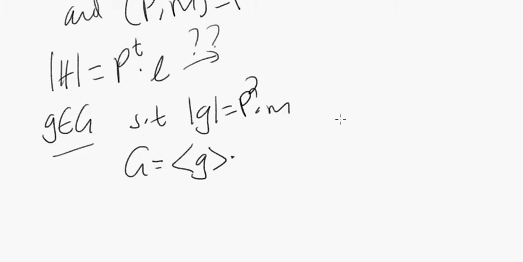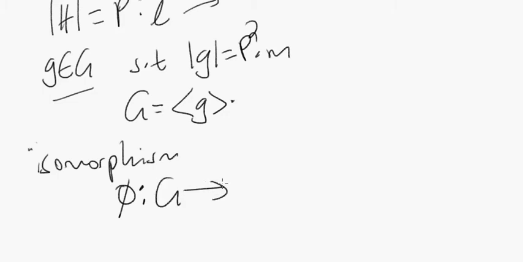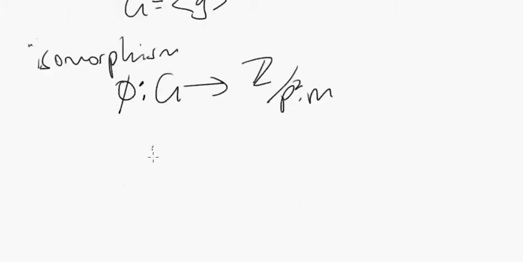If you're unfamiliar with isomorphisms, please look up the idea of an isomorphism. In particular, if G is cyclic, can't we say that phi from G to Z mod p squared times m, given by phi of g to the i equals i, is an isomorphism?